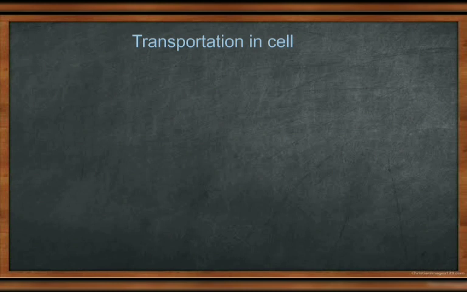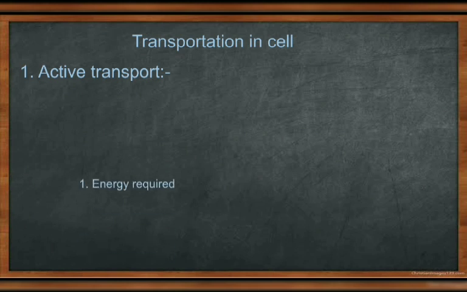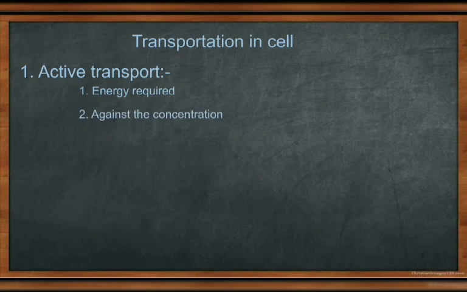Okay, so there are two types of transportation. Number one is active transportation. In active transportation, energy is definitely required, energy in the form of ATP, because without energy that material will not be transported from one place to another place. Next one is against the concentration.